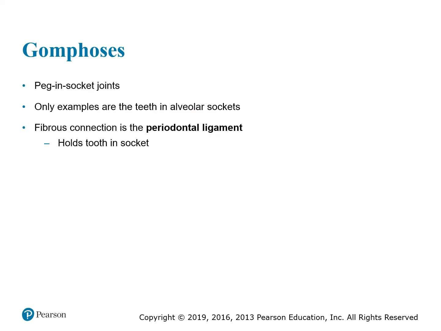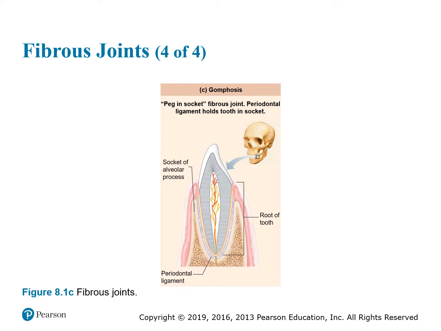Gomphosis is a peg and socket joint. The only example that we have are the teeth in the alveolar sockets. The fibrous connection is the periodontal ligament, and it holds the tooth in the socket. Here we have our peg and socket gomphosis fibrous joint. The periodontal ligament holds this tooth in the socket.